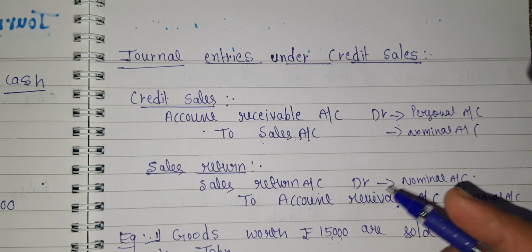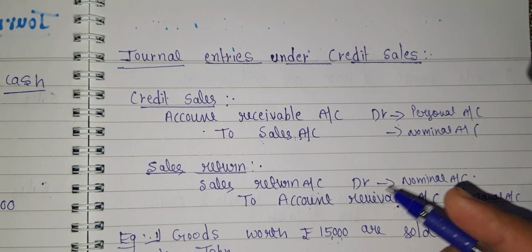Here John account, the rule of personal account is debit the receiver. Who is the receiver here? John. Goods worth rupees 15,000 are sold on credit to John, so John is the receiver of goods. John account debtor to sales account. Sales account falls under nominal account, and the rule of nominal account is credit all incomes and gains, because sales is considered income of the business.